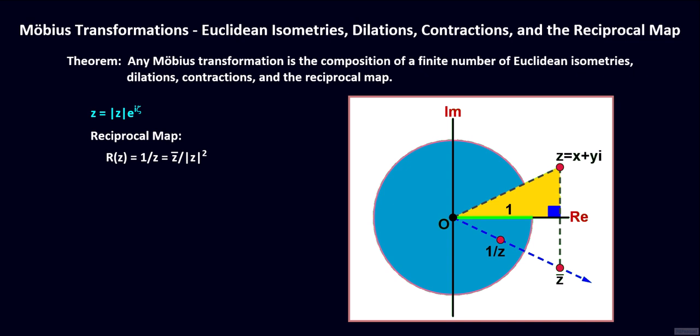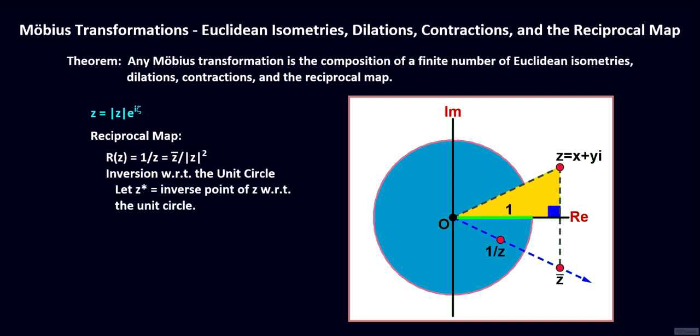Related to the reciprocal point, but should not be confused with, is the inversion point of z with respect to the unit circle. If z is not equal to 0 and z star is the inverse point of z with respect to the unit circle, then z star is the point on the ray through z with the origin as the initial point, so that the product of the absolute values of z and z star equals 1. One can verify as an exercise that z star is the conjugate of the reciprocal point of z, which also makes it the reciprocal point of the conjugate of z.